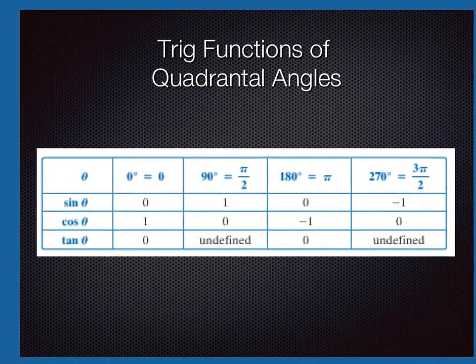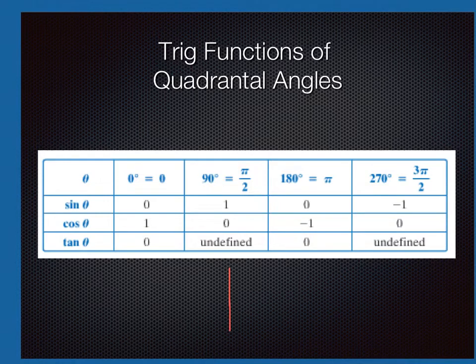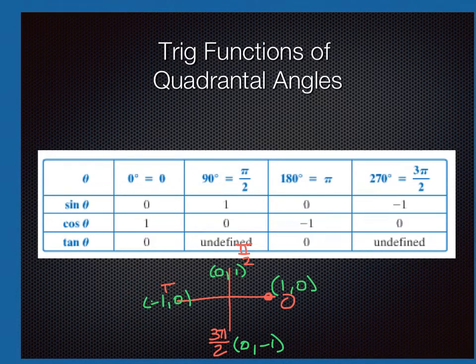Trig functions of the quadrantal angles. So if we draw our quadrant angles out, we have 0, pi over 2, pi, 3 pi over 2, and back to 2 pi. We know the coordinate points here are 1, 0, 0, 1, negative 1, 0, 0, negative 1. And from these, you can find the sine, the cosine, and the tangent of all these angles. At 0, the sine would be the y, which is 0. The cosine is the x, which is 1. And the tangent is y over x, 0 over 1, which is 0.